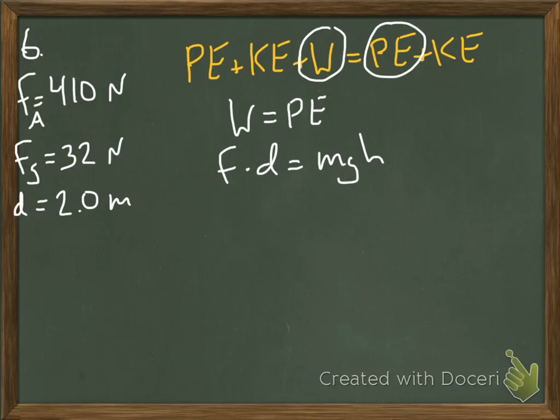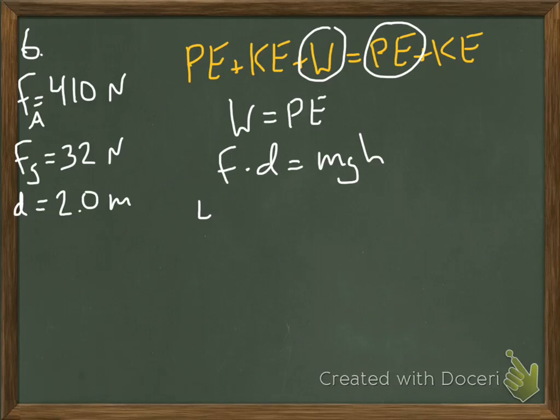Let me pause there to explain this real quick. We're not starting with any PE because we're not starting at any initial height. We're not starting with KE because we're not starting with any initial movement. But we are starting with work because we're applying a force. Anytime you see the word force, you know that you have some sort of work. What you're ending with is PE.